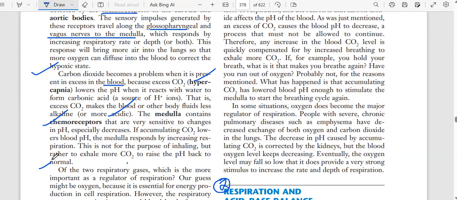The baroreceptors are present in the lungs. Chemoreceptors are present in the medulla. What is their function? They have to detect the pH of the blood. If it is decreased, in that condition also inspiration increases to maintain the pH level.